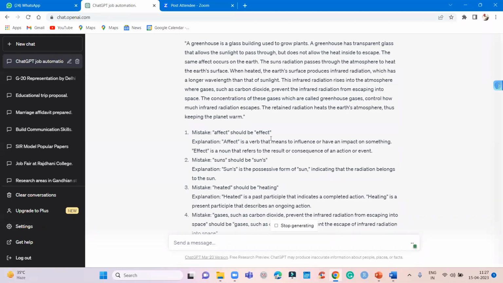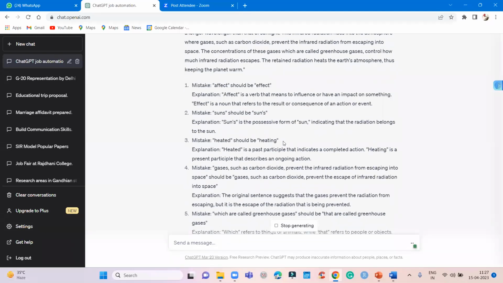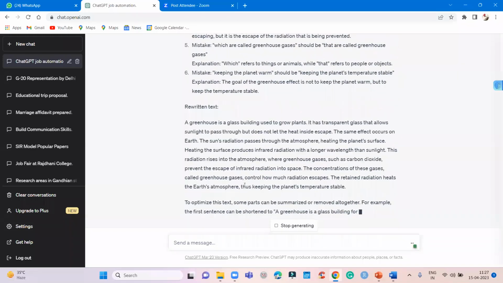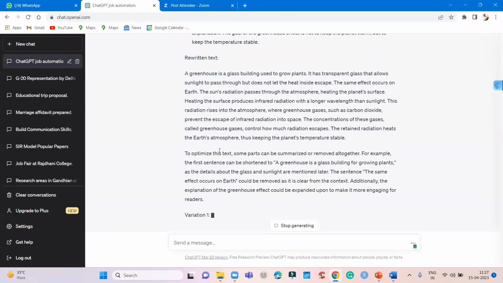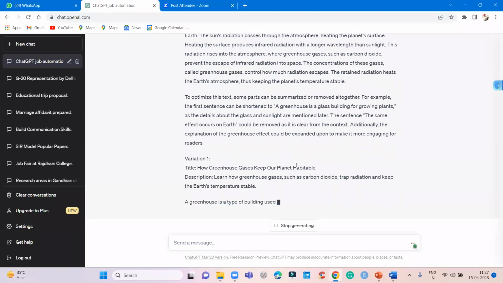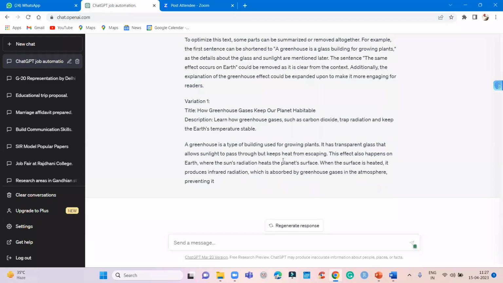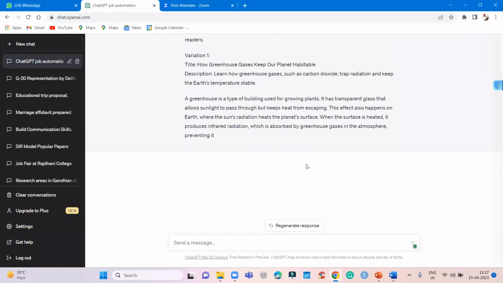The word "effect" is wrong. It has to be "affect". "Heated" should be replaced by "heating". Then it has explained why it is being replaced. It has given a hint for every mistake. It has rewritten it, and it is now optimizing the text. And it is giving you variations also, like you can vary your text like this. You can have more. Many times it gets stuck.